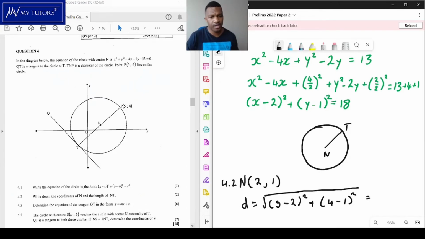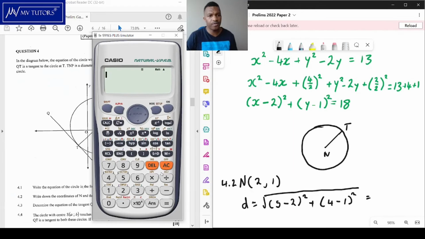Let me bring out a calculator. Oh, this was from the previous question. Square root, 5 minus 2, that's 3, so we've got 3 squared, plus 4 minus 1, still 3, so we've got 3 squared as well. It's 3 square root of 2. 3 square root of 2.